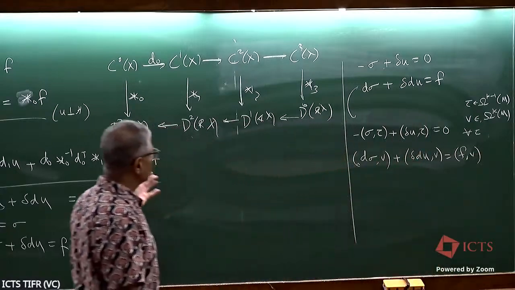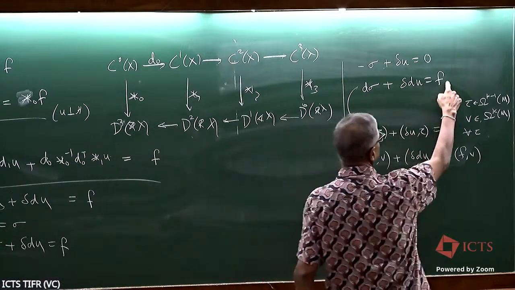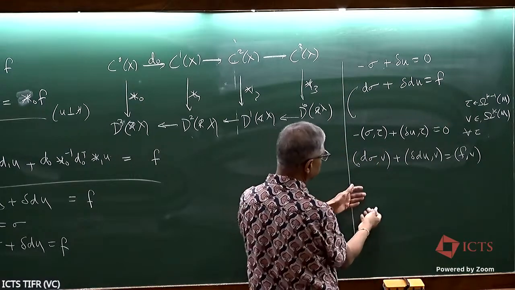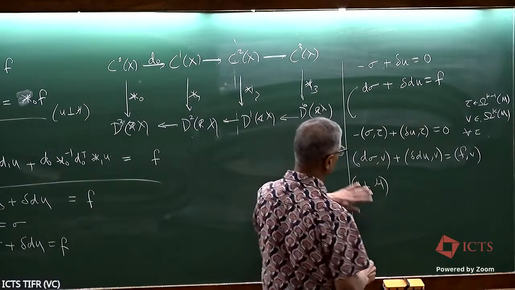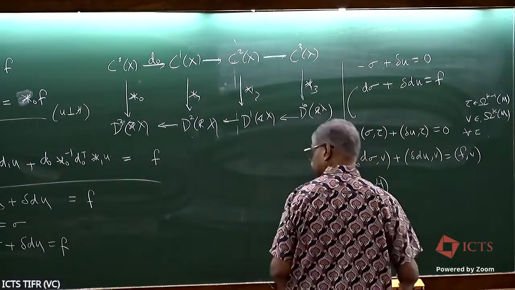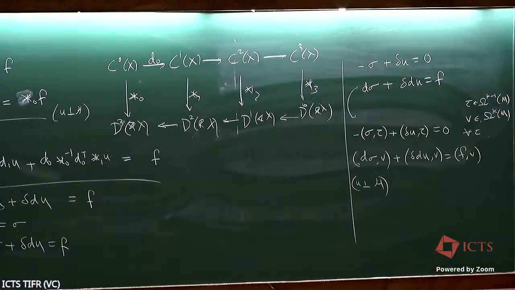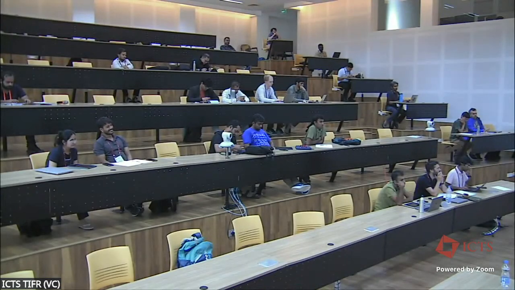Let's assume that there are no harmonics in f, otherwise there'll be a separate equation that u should be perpendicular to the harmonics, which I won't write down. So let's just look at these. If you do the integration by parts that we had done earlier, you will see what the boundary condition should be.